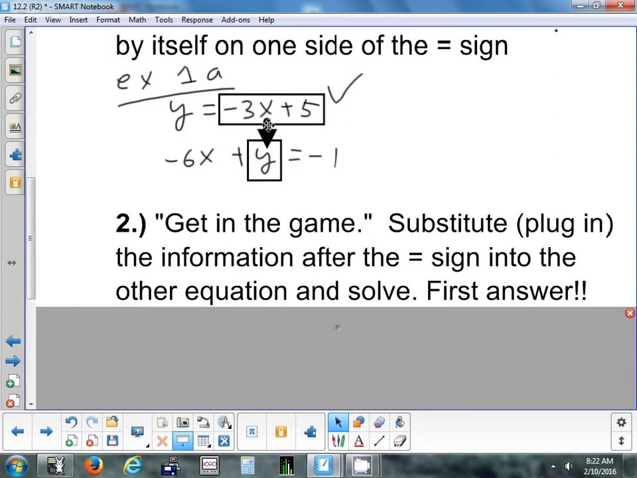And remember, when we do systems, we always get 2 answers because we're solving for x and we're solving for y. So all the information that comes after the equal sign, so y is by itself, this information is going into the game for y. That negative 3x plus 5 is going into the game for y.